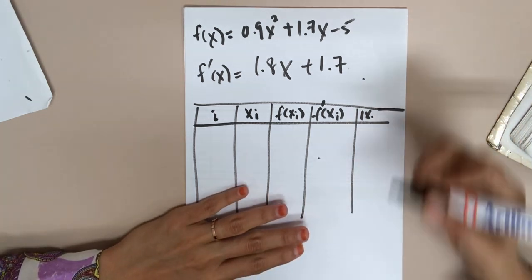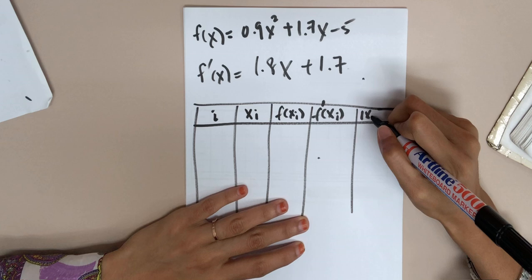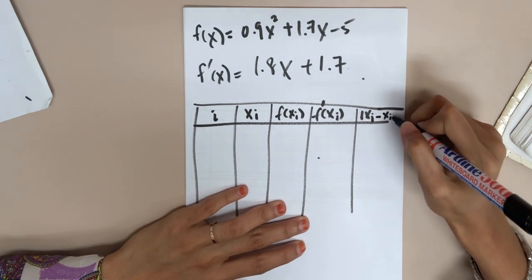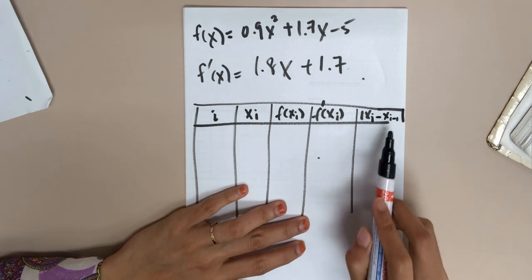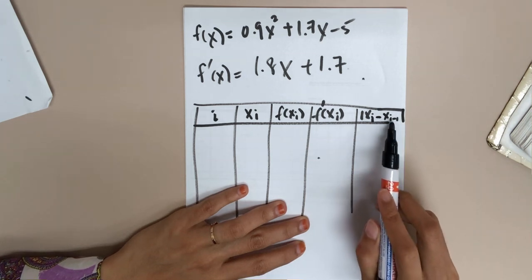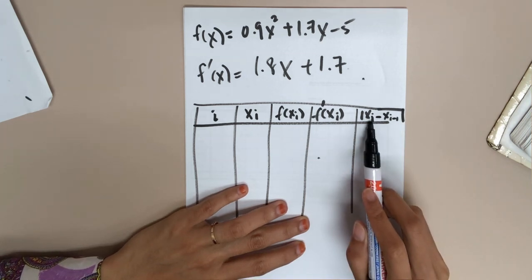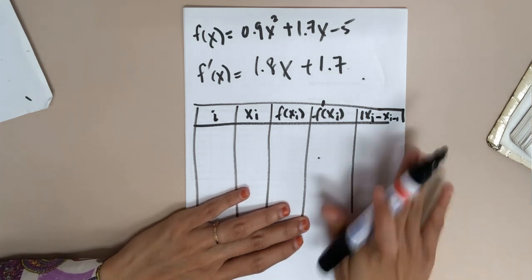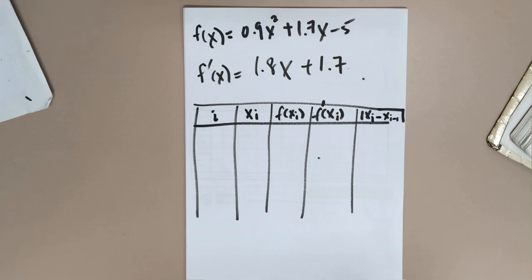So we use that concept. So this is i minus i minus 1. Maksudnya kat sini, current value minus the old value. Okay, so let's complete the table now.